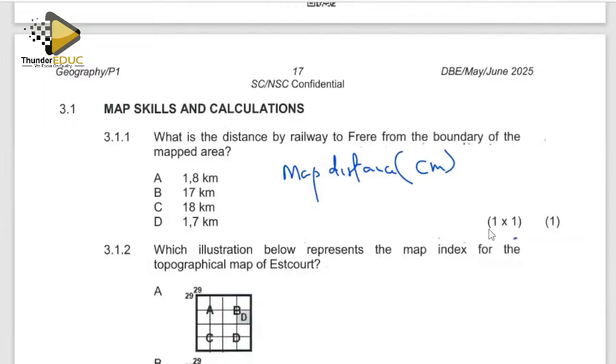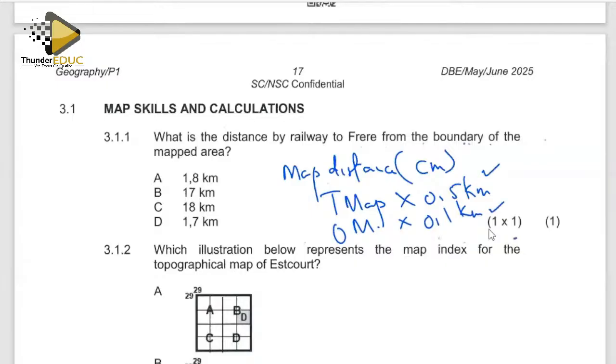You want to convert this. If you are using a topographic map, to convert directly from the map distance to the distance in kilometers, you multiply by 0.5 kilometers. That's the scale of the topographic map in kilometers. If it's an orthophoto map, you multiply the map distance in centimeters by 0.1 kilometers. You get your answer directly in kilometers.